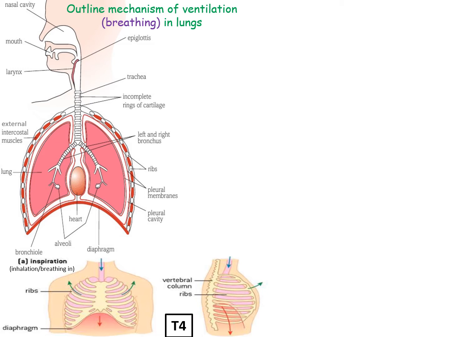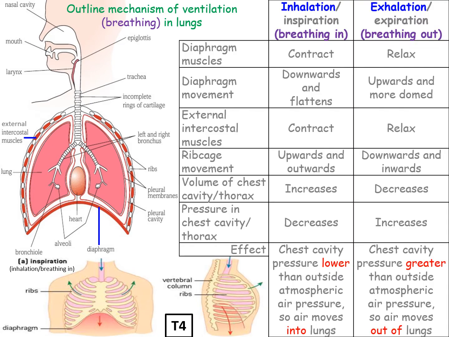When we breathe in, this involves, as you can see, the diaphragm moving downwards and the ribs moving upwards. And this requires muscles, particularly the diaphragm and the external intercostal muscles. So during inhalation, which is breathing in, the diaphragm muscles contract. And as I said earlier, when muscles contract, they become shorter. So the diaphragm therefore moves downwards and flattens.